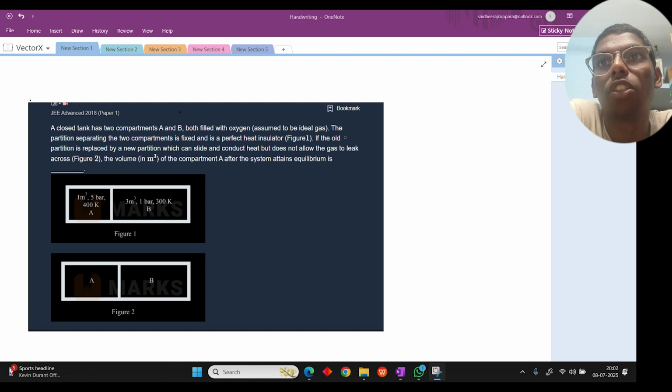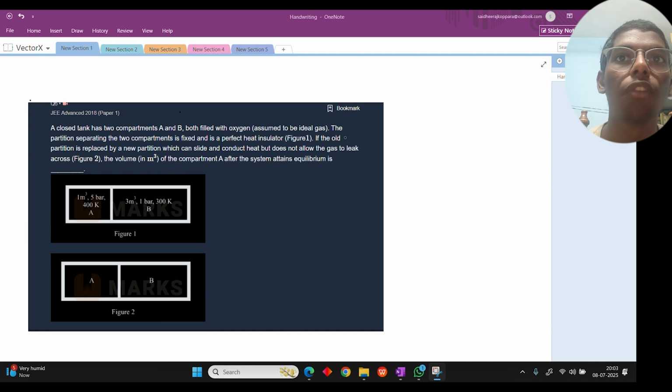So today we are going to solve the question from the 2018 Advanced paper on the chapter gaseous state, which includes the concepts of your gas laws. Very simple gas laws. Okay, so the question says that a closed tank has two compartments A and B.